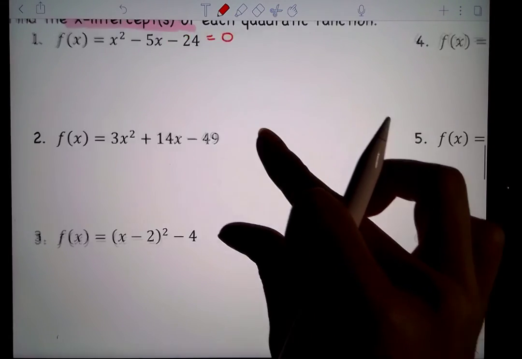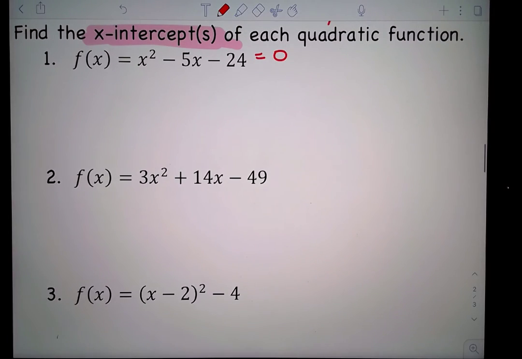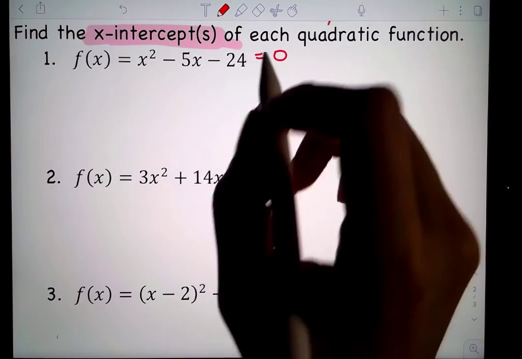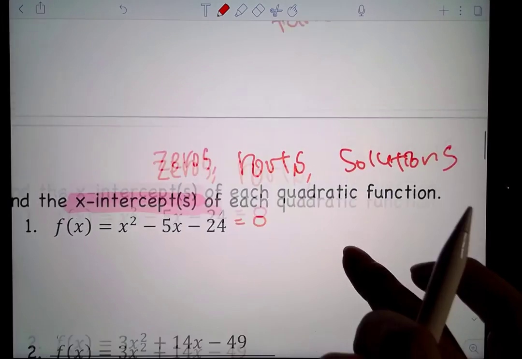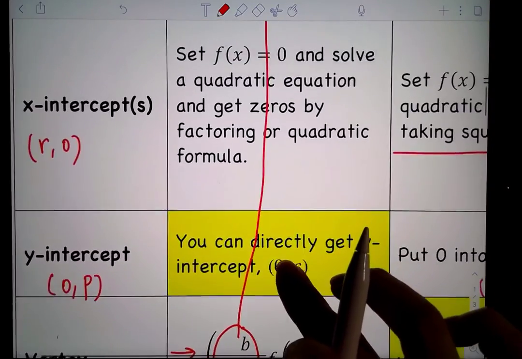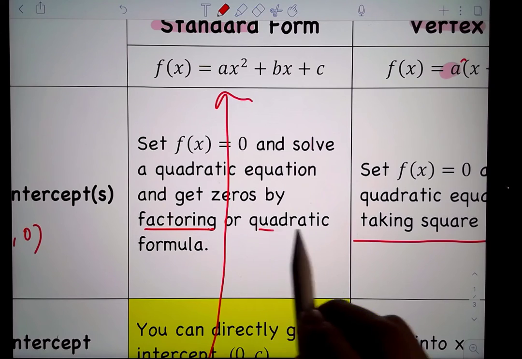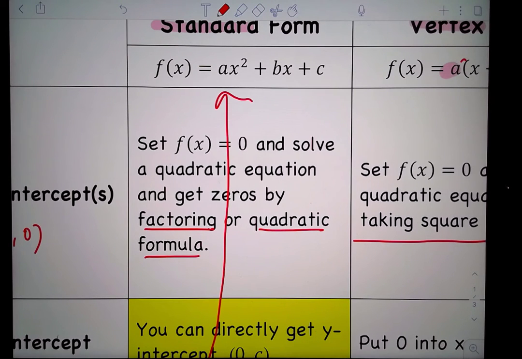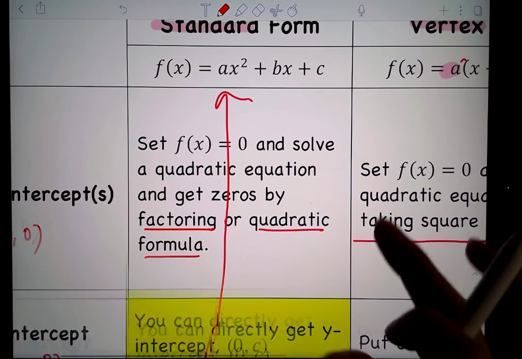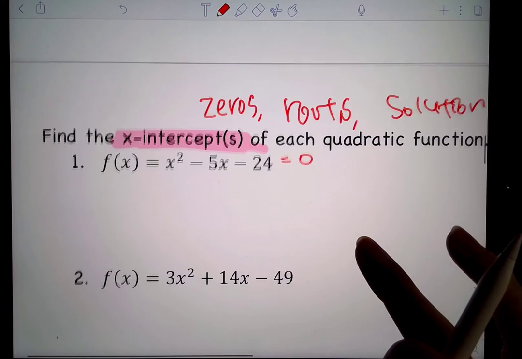Alright? So look, number 1. That's a standard form, right? So you make it 0 and you have to solve it. And what did I say over here? Standard form x-intercept, you're using factoring or the quadratic formula. The quadratic formula always works, but it takes time. So if you can factor the number, that's the easiest way.